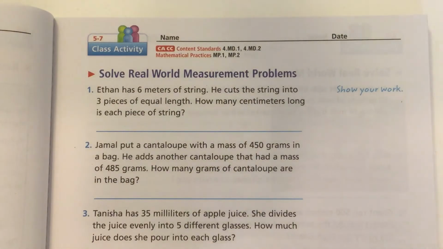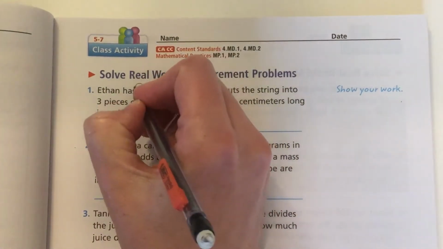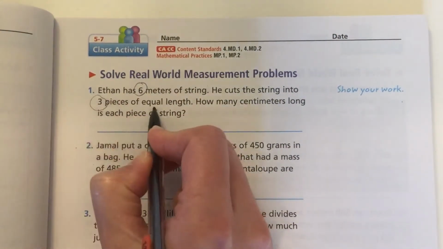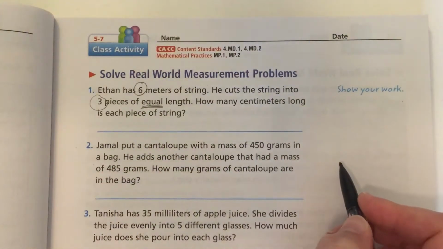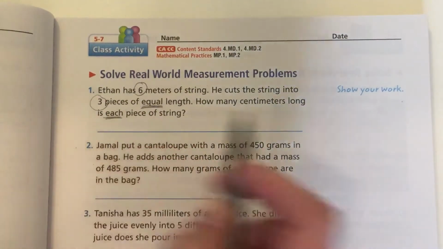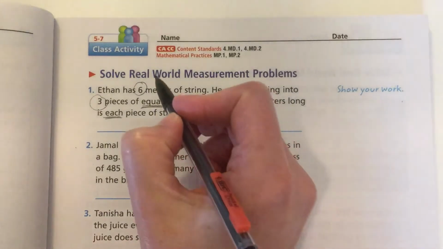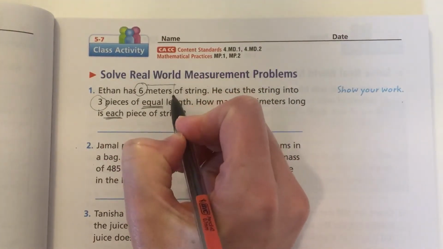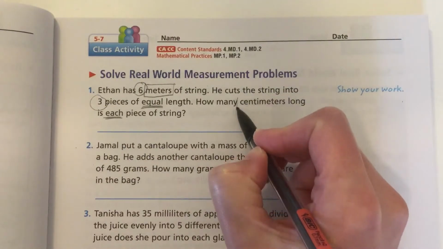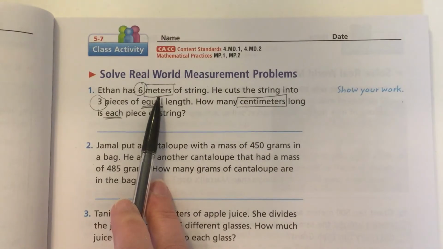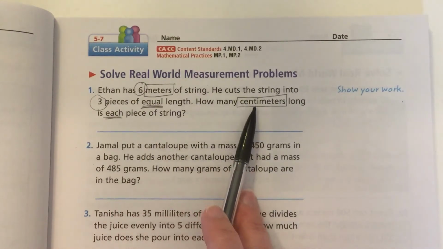Let's get started. Number 1 says, Ethan has 6 meters of string. He cuts the string into 3 pieces of equal length. How many centimeters long is each piece of string? Okay, so he has 6 meters and he cuts the string into 3 pieces of equal length. Now notice something right away, guys. We're going to put a box around units. That one says meters, this one says centimeters. So we're getting our information in meters, but we're going to have our answer in centimeters.